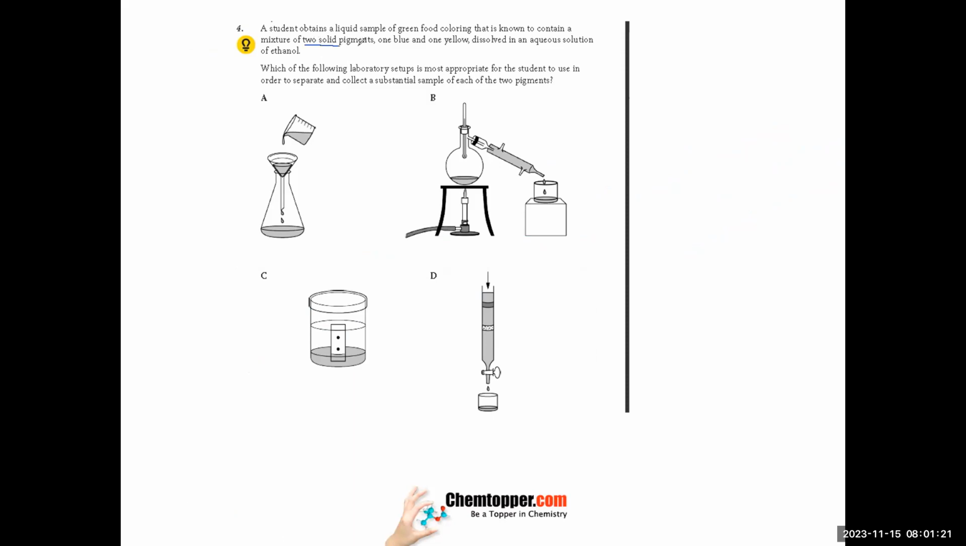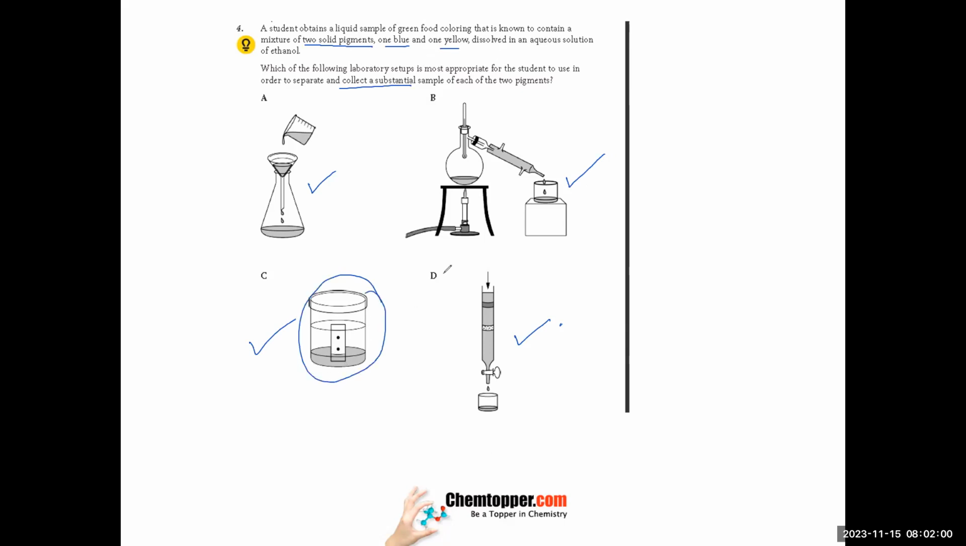Two solid pigments. Pigment means color substances. One is blue, one is yellow. Which of the following lab setups will help you in separating them? This is filtration, this is distillation, this is paper chromatography, and this is column chromatography. You want to separate and collect them. Collect. Is paper chromatography helping you in collecting them?